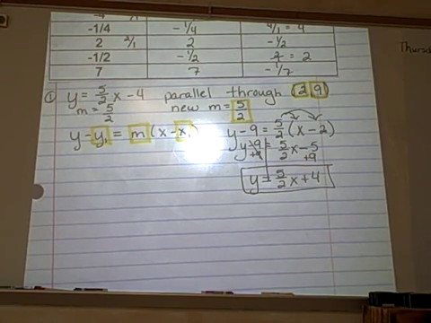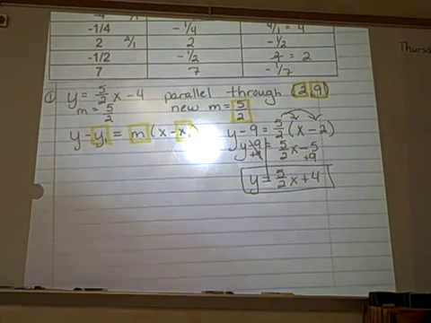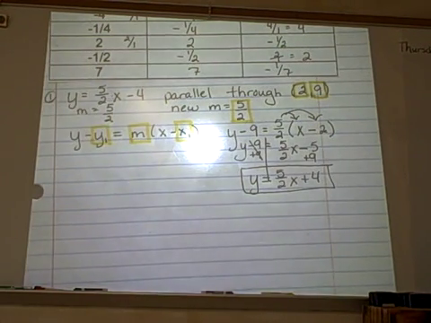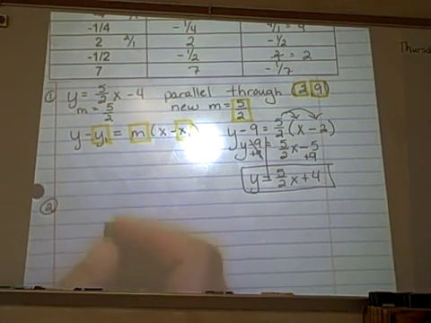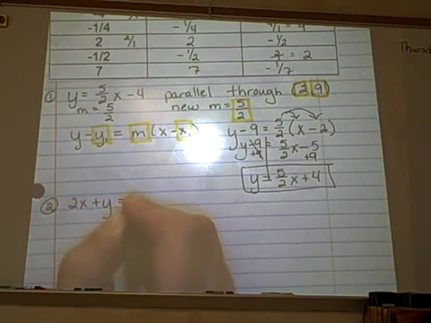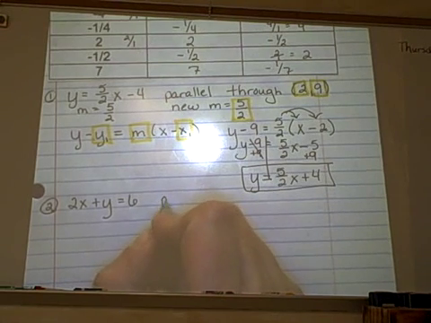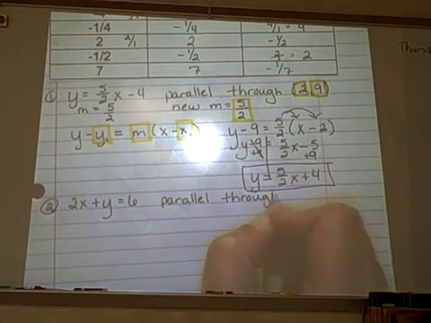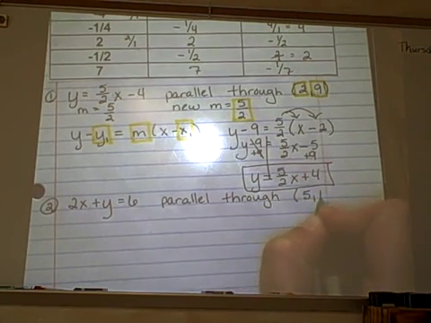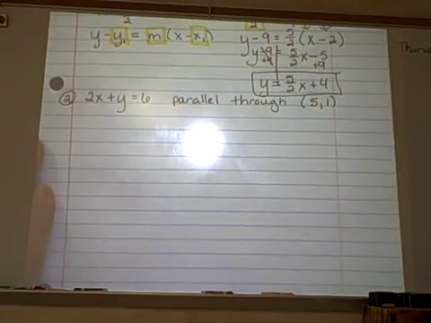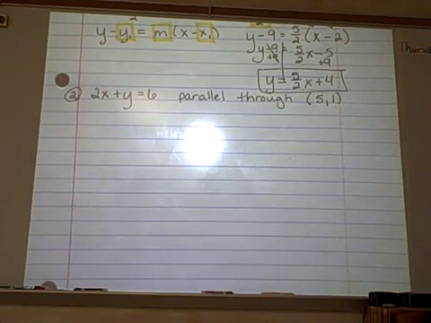So when you get this question, they give you the point. Yes, you will have the point, and it will tell you whether it needs to be parallel or perpendicular. Okay, so let's try another one, just to make sure you got it. So if I have 2x plus y equals 6, and I need a new equation parallel through 5, 1, sorry, not 5 minus 1, 5, 1.